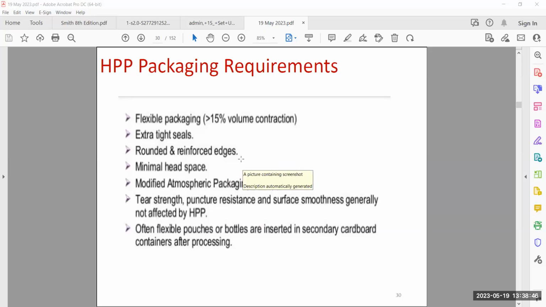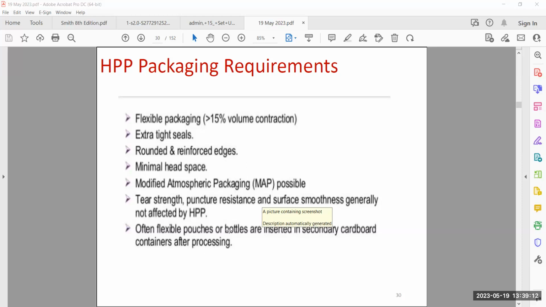Rounded and reinforced edges with minimal head space. And of course, if you would like to incorporate MAP, it is possible, but your packaging needs to be very good at withstanding tear and puncture. Surface smoothness is generally not affected by HPP. And often flexible pouches and bottles are inserted in secondary cardboard containers after processing.